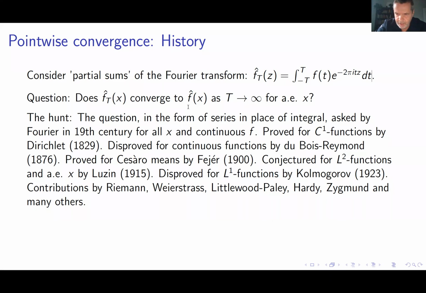And then finally, the time of modern analysis began, and the Lebesgue theory became the mainstream of analysis. And in its modern form, the question was formulated by Lusin in 1915 for L2 functions and almost every x. It was shown shortly after by Kolmogorov that the conjecture is false for L1 functions in 1923. And then further contributions to this problem throughout its history were made by many famous mathematicians, including Riemann, Weierstrass, Littlewood and Paley, Hardy, Zygmund, and of course I'm only listing a small part of the famous names who contributed to this problem.